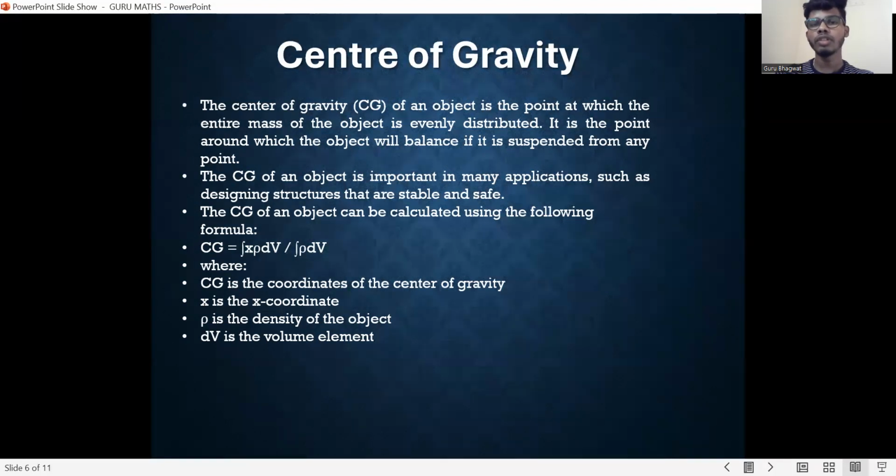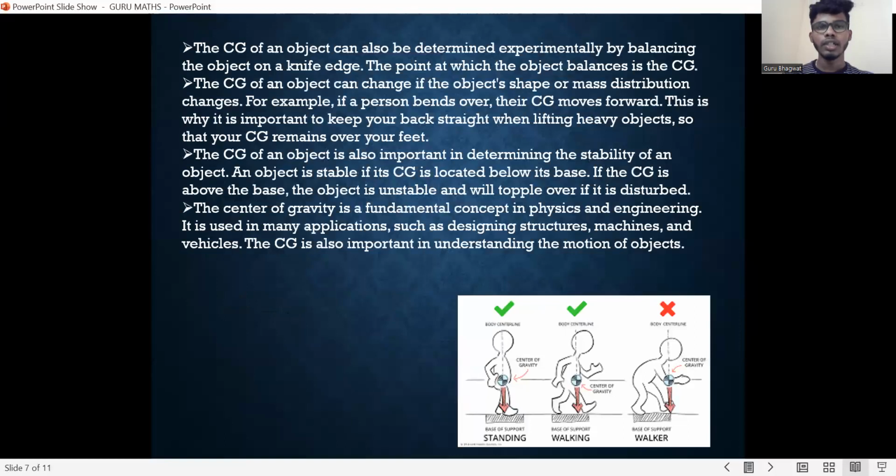The center of gravity of an object is important in many applications, such as designing structures that are stable and safe. So the CG of an object can be calculated using the formula: center of gravity equals the integral of x rho dV divided by the integral of rho dV. CG is defined as the coordinates of the center of gravity, x is the x coordinate, rho is the density of the object, and dV is the volume of the element.